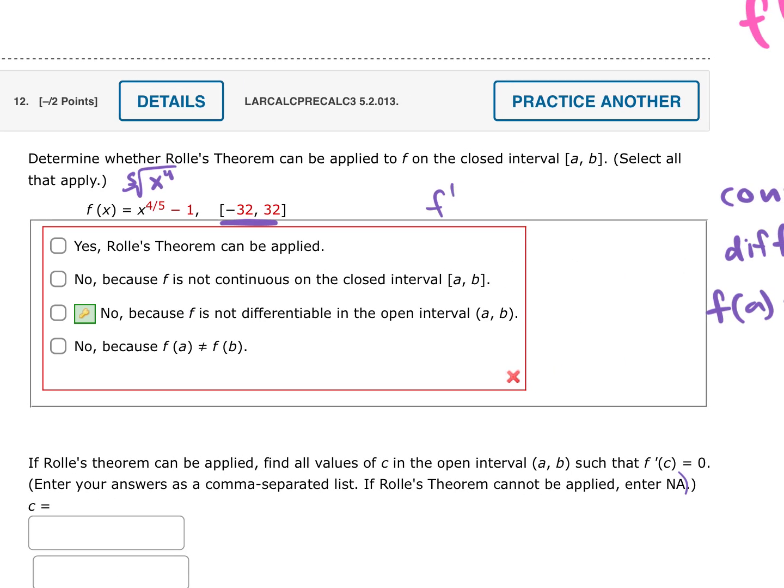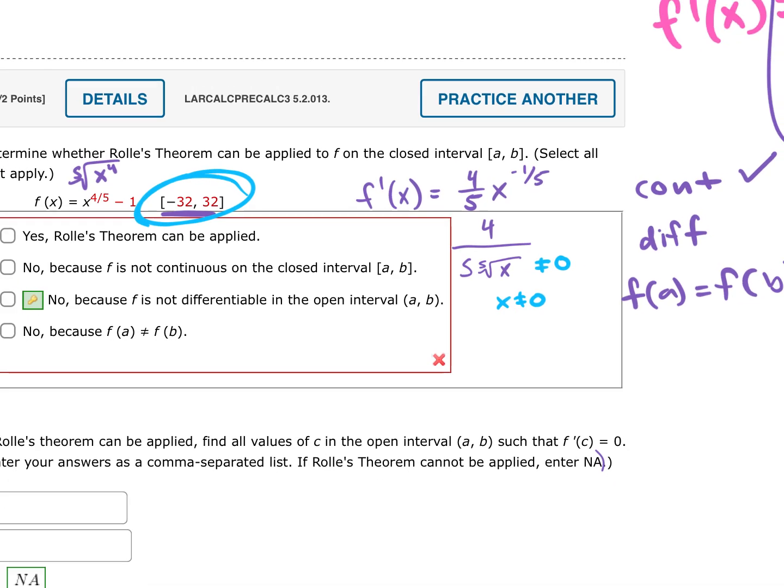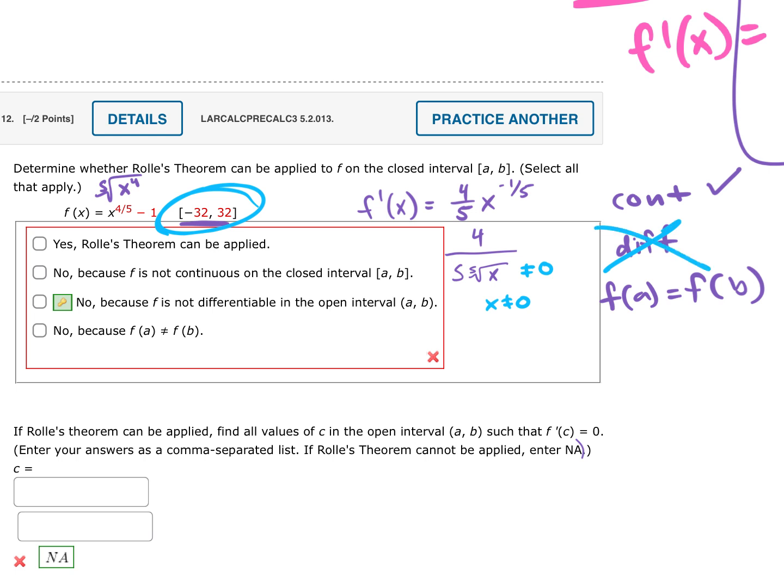Let's see if it is differentiable. So let's find our derivative. This would be 4/5 times x to the power of -1/5. The derivative of 1 would just be 0, so that would go away. If we rewrote this a little bit neater, we'd have 4/5 divided by the 5th root of x. What could x not be here? x cannot be 0. Is 0 in our interval? Yes. So is it differentiable? No, it is not differentiable on our interval, because it's undefined at 0, and 0 falls in our interval.